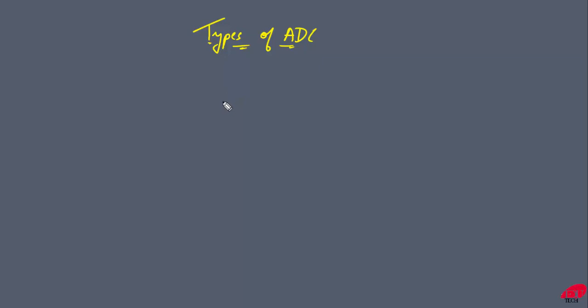In the previous videos, we learned different concepts regarding ADC. We learned how the ADC works. We learned how a signal is sampled and quantized. Now in this video, we are going to see different types of ADCs.